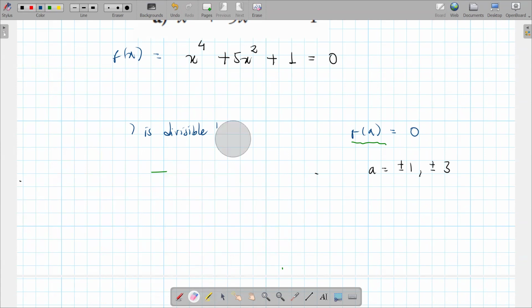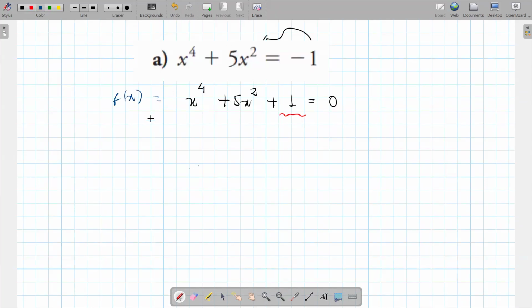All right, let's look at this again now. So what are the possible a values? Again, look at your constant. What are the possible a values in this question? Exactly. So we're going to do f of minus 1. So what's that? 1 plus 5 plus 1, 6. F of positive 1 is still the exact same thing. It's not 6, it's 7, sorry. 5 plus 1, 7, 7.